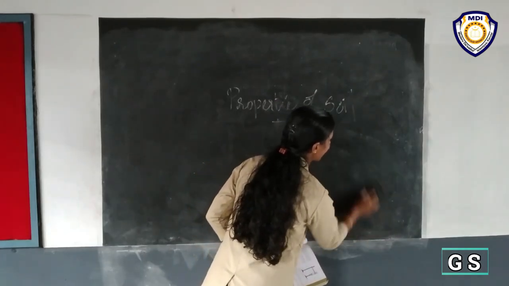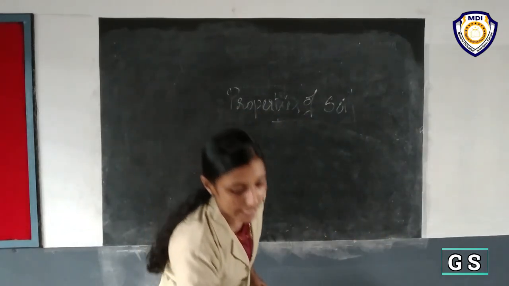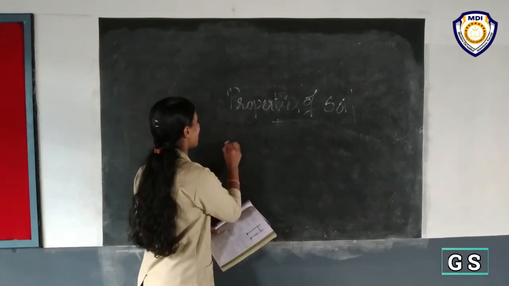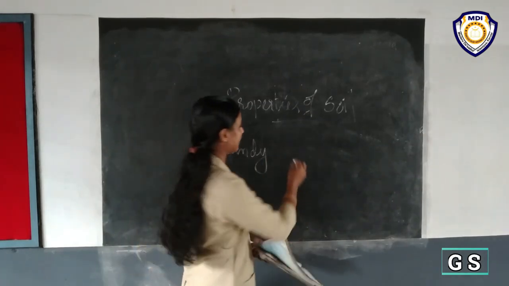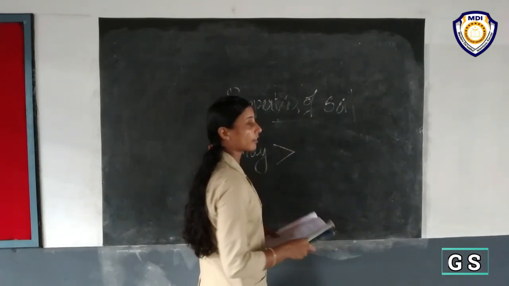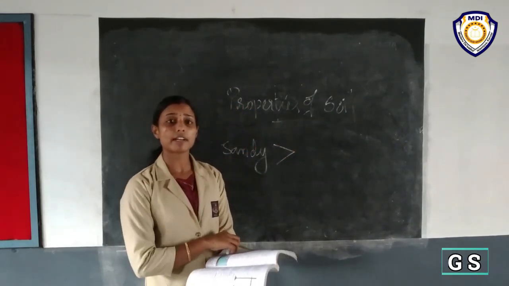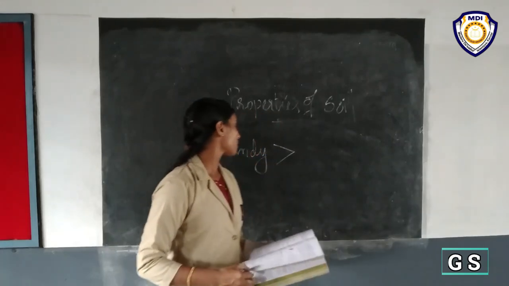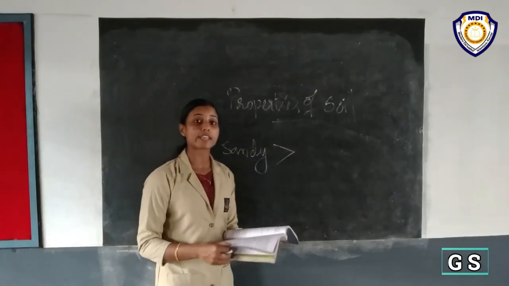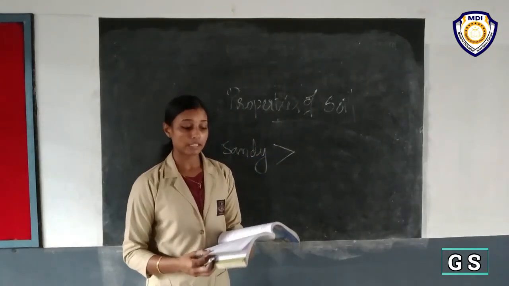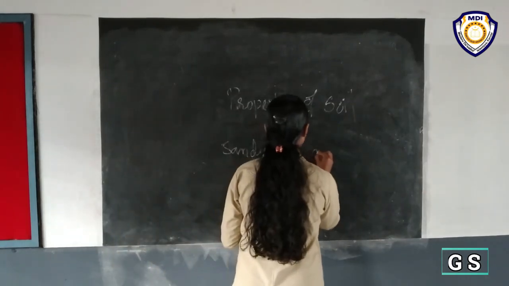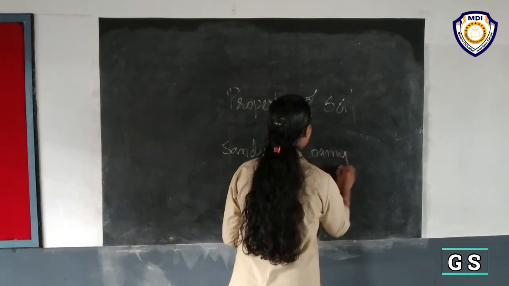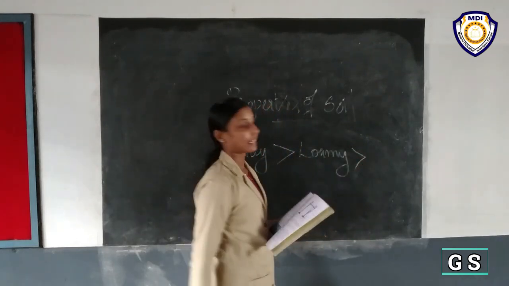Okay, so what will be the reason? Sandy soil has the highest percolation rate, and then comes loamy soil, right? The rate of percolation will be higher for sandy soil, and next comes loamy soil, and last we have clay soil.